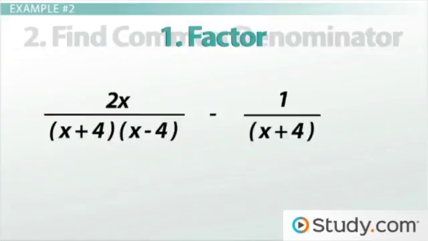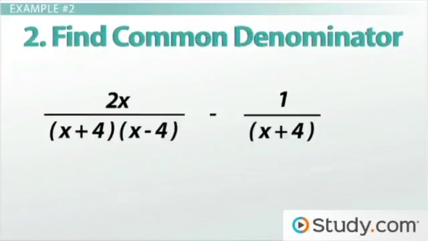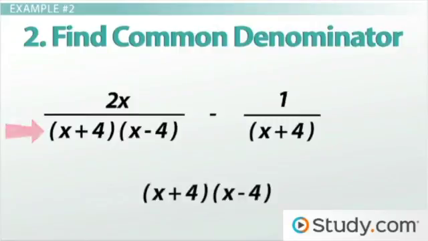Our next step is to write down all of our denominators. In the first term, we have x plus 4 times x minus 4, so we write those down. We continue to the next term and look at the denominator. We never duplicate denominators from term to term.